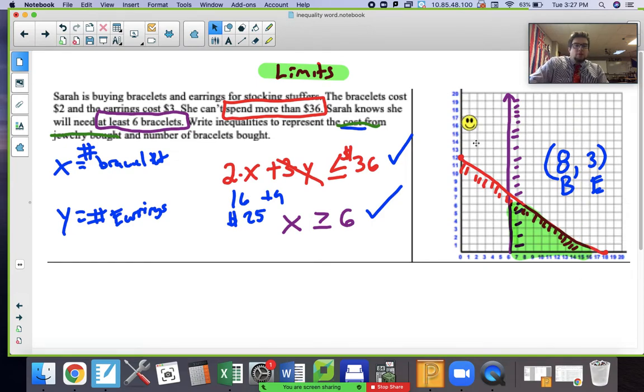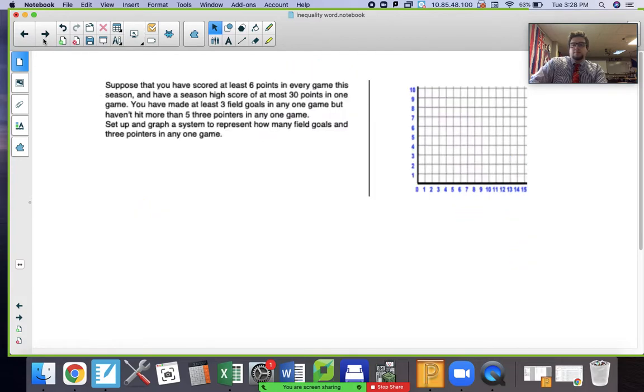Once you move outside of that region, you are not satisfying one of the criteria. For instance, here, you're under budget, but you don't have enough bracelets. While over here, you have enough bracelets, but you're over budget. Here, you don't have either. So let's try another one.